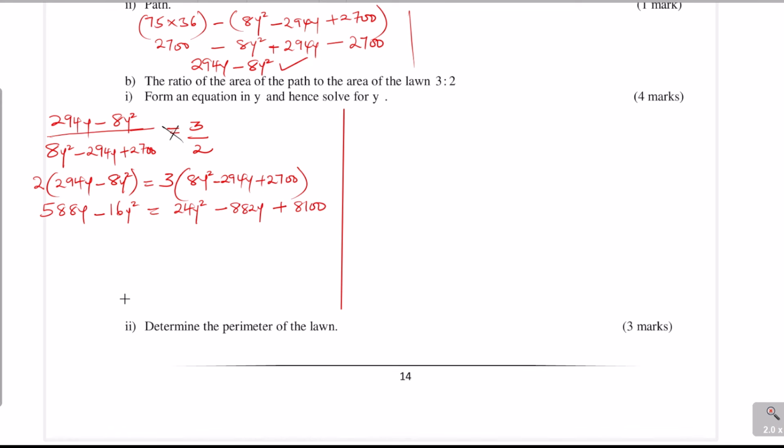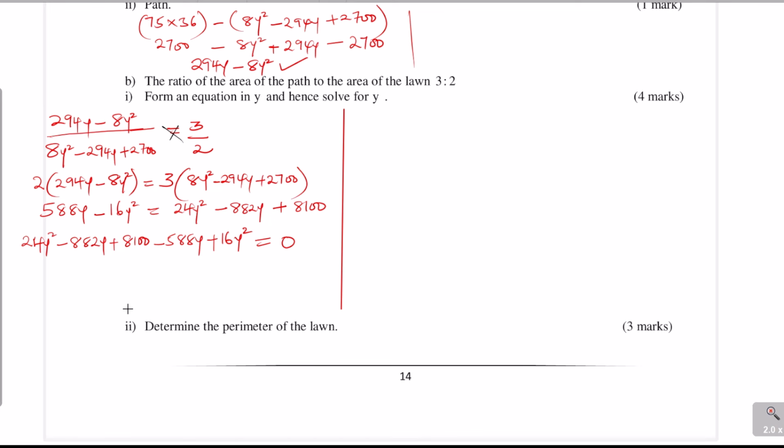From there, now what I'll do, I'll try to take the like terms together. I'll take everything from the left hand side to the right hand side, so that we have 24y squared minus 882y plus 8100, and then I subtract 588y, then negative 16y squared, when I take it to the other side, I'll get positive 16y squared. That one should be equivalent to 0.